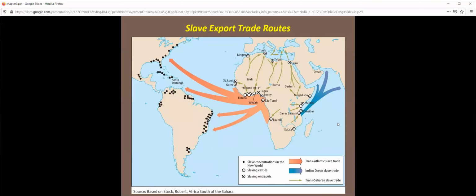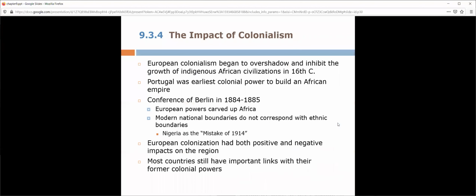Most of this, it's hard to really say a definitive answer about much of slavery because it wasn't well tracked, right? But it is something that left a very strong impact on Africa to this day. And we'll talk about that here.